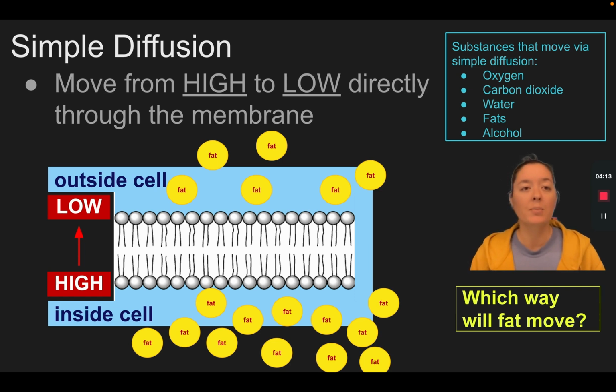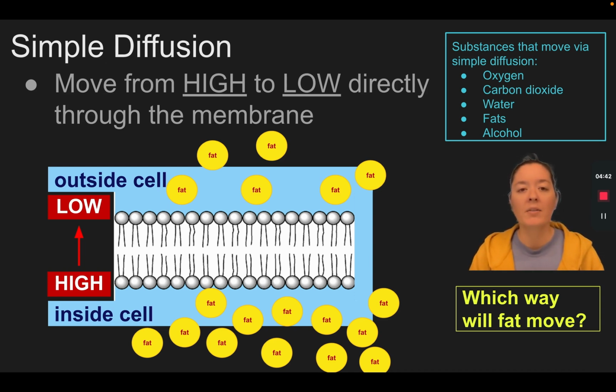We just talked about simple diffusion. Really want to touch on it again. This is high to low concentration, goes straight through the membrane between those phospholipids. And so some of the substances that move with simple diffusion are things like oxygen and carbon dioxide, water, fats, alcohol. These are all things that can slip between the phospholipids of the membrane.